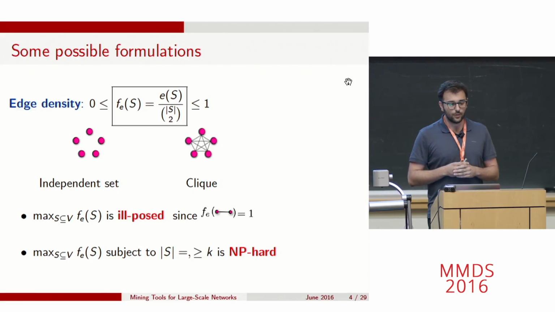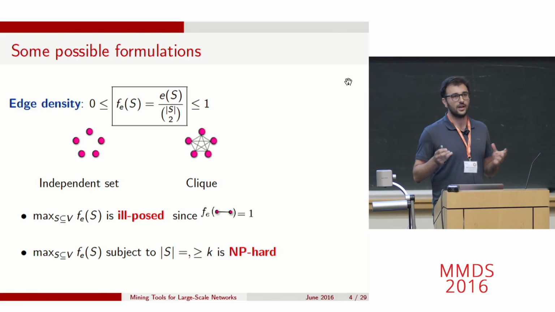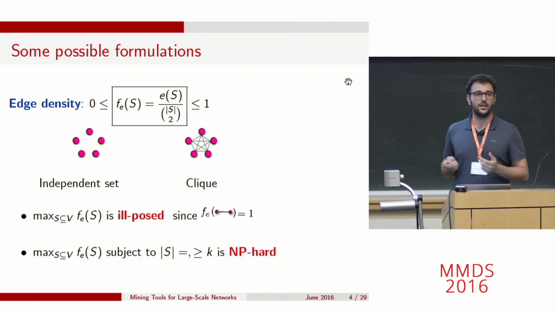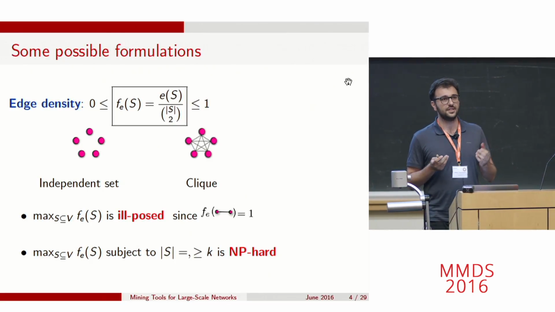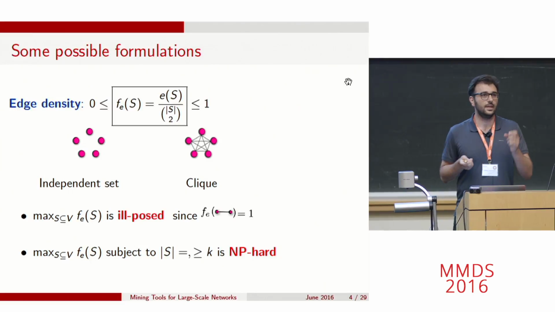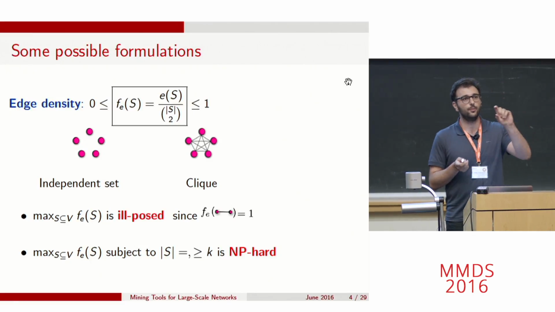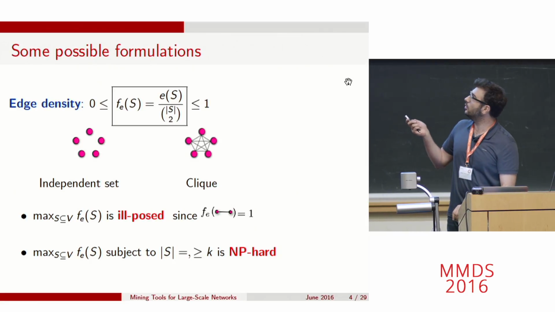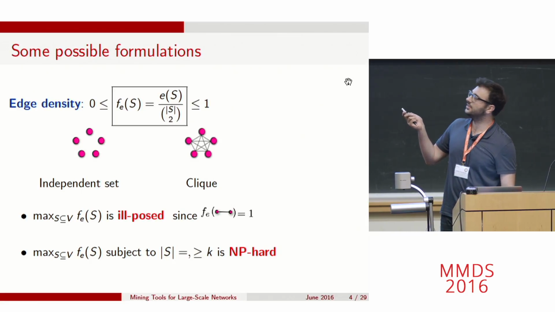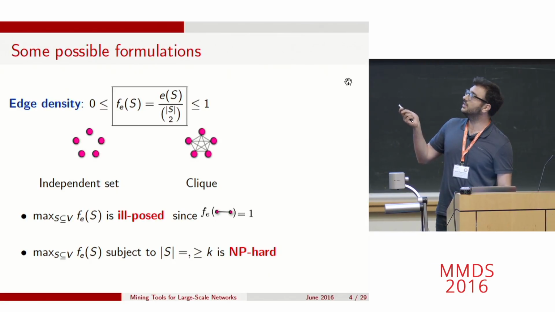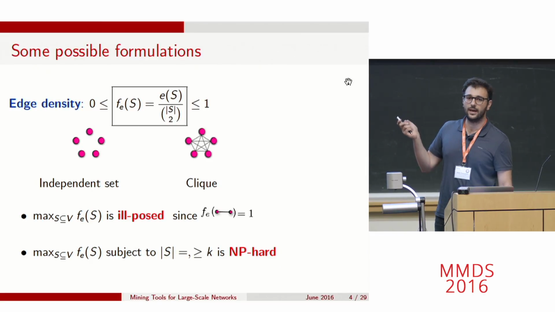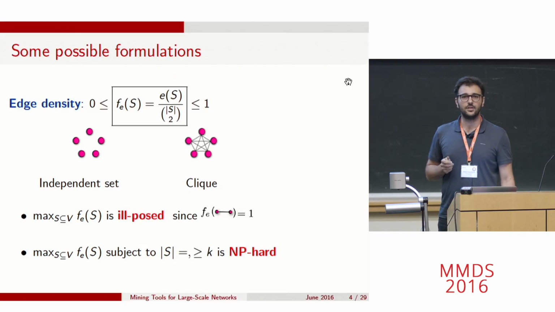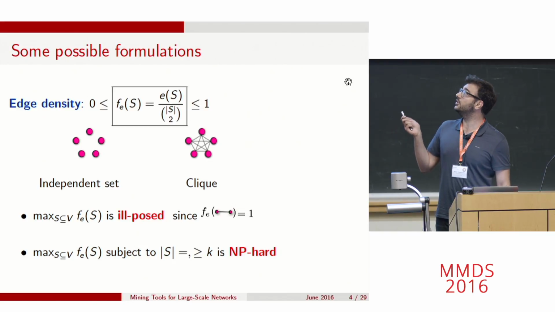So let's start with some possible formulations of finding dense subgraphs. If you have a set of nodes S, a very natural measure of density is the edge density. It's essentially the probability that if you pick a random pair of nodes, they're connected by an edge. This quantity, let's call it Phi of S, is equal to the number of edges induced by S, so both endpoints of the edge are within the set, divided by S choose 2. It's a number between 0 and 1.